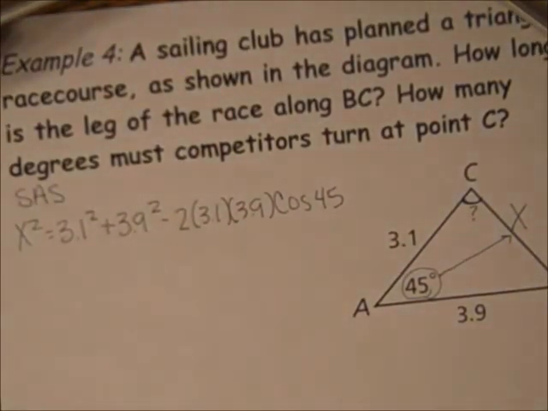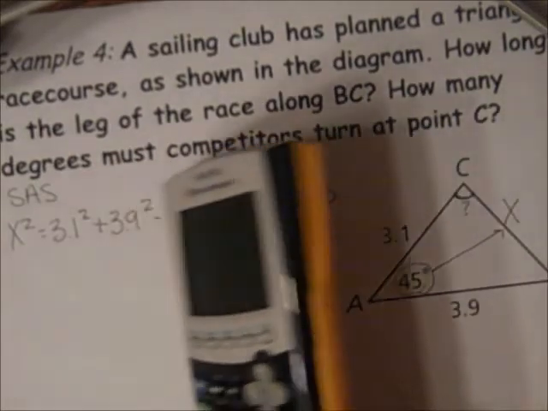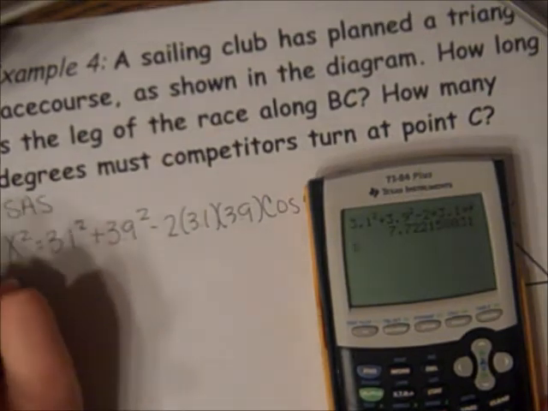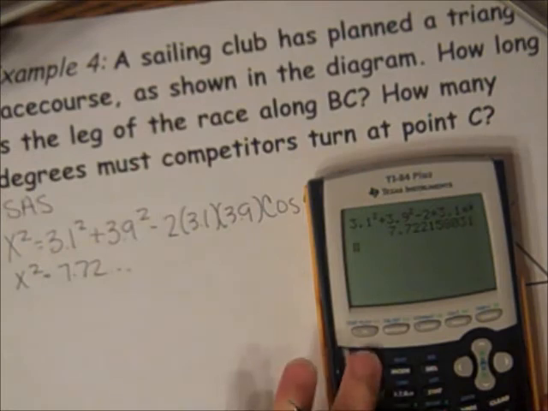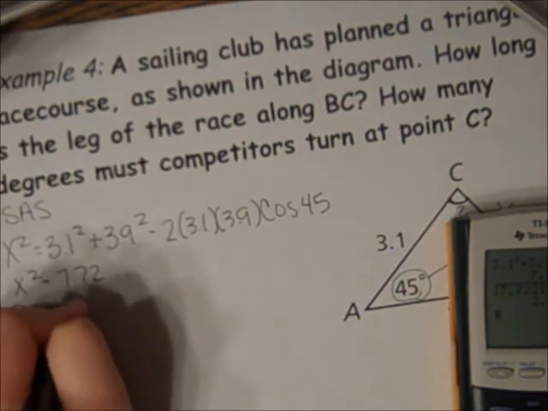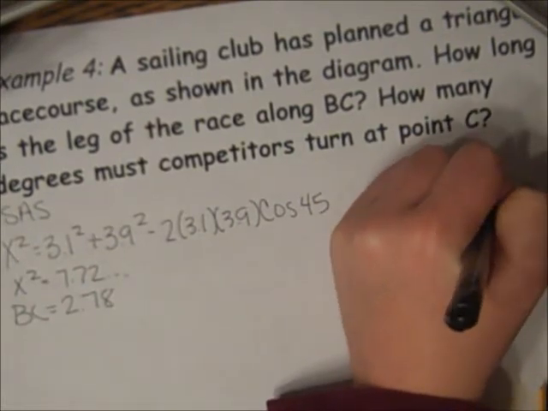So this one's an easy one. We just type it straight away. 3.1 squared plus 3.9 squared minus 2 times 3.1 times 3.9 times the cosine of 45. Okay, so that is 7.72 and so on. Square root all of that, and you get that BC is equal to 2.78 when it's all nicely rounded.